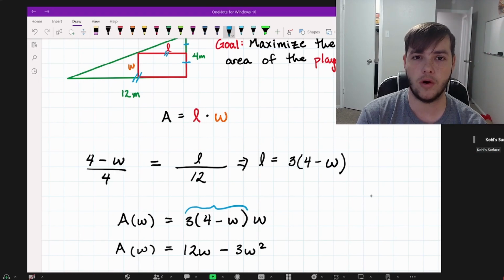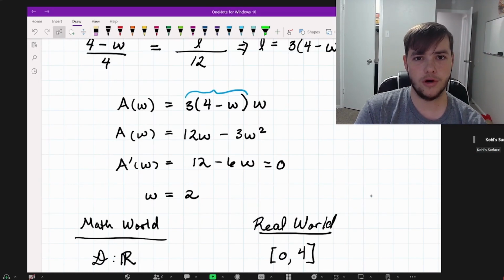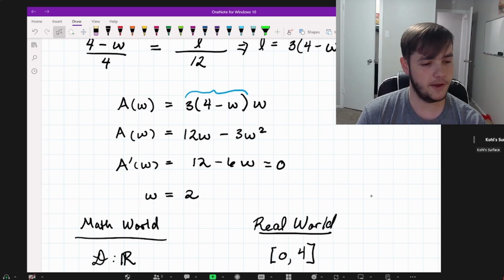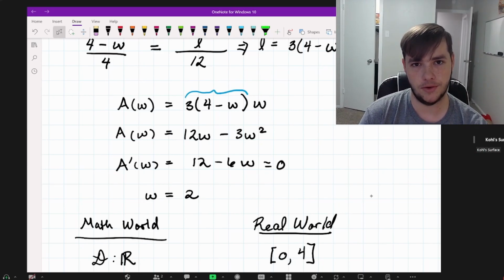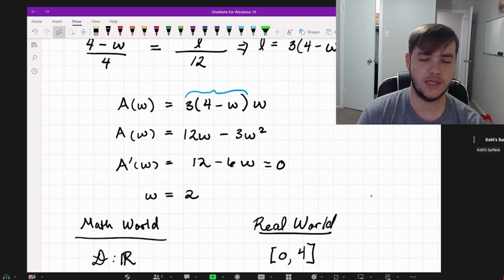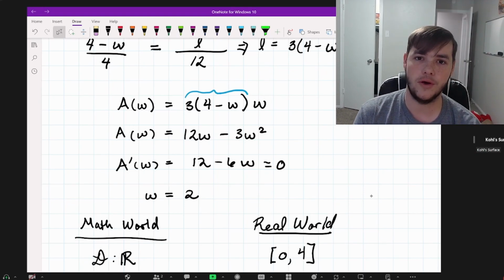Pause the video here and see if you can find both the critical points of this function and the real-world domain. Hopefully, we were able to arrive that 2 is the only critical point. The derivative of this function is 12 minus 6w, and when I set that equal to 0, I get w equals 2. Notice there are no critical points that cause A prime to not exist, since A prime is a polynomial.